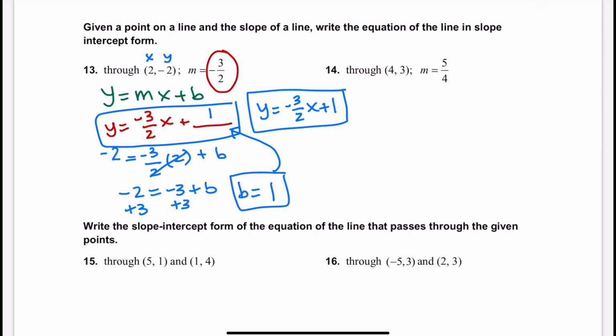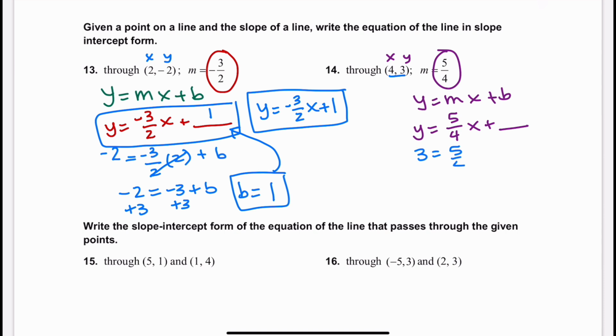Number 14 is going to be the same. I have my x and my y. Y equals mx plus b. I know my m is 5/4. So I know y equals 5/4 x plus something. I'm going to figure out what that is by taking my x and y and substituting it in for my equation. So 3 equals 5/4. My x is a 4 plus b. I'm just going to leave it as a b.